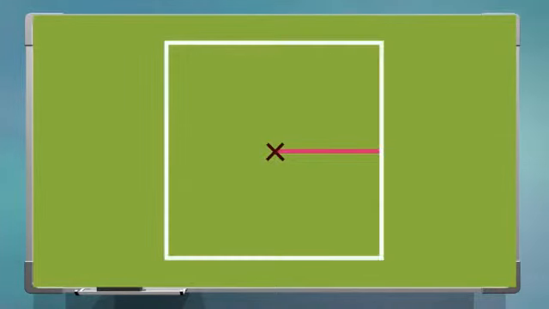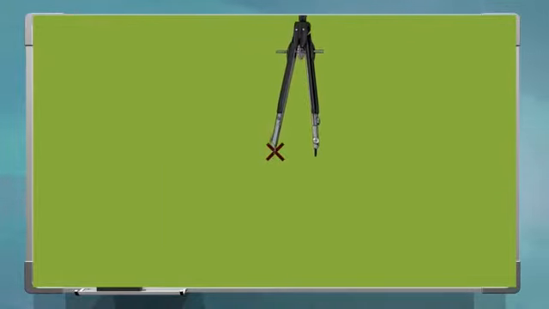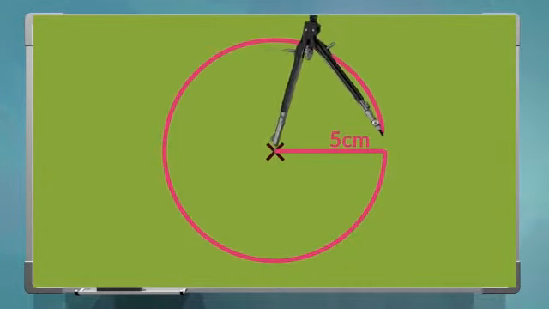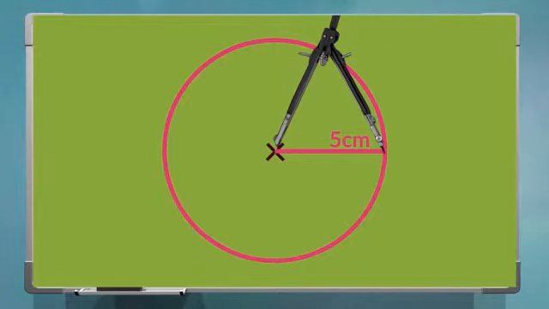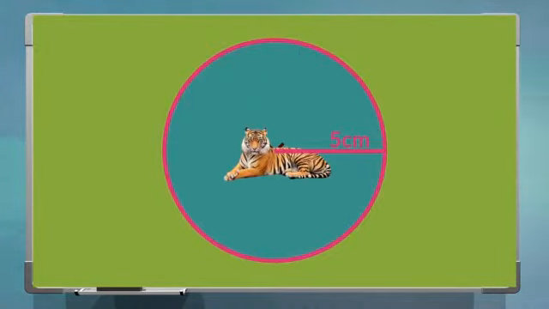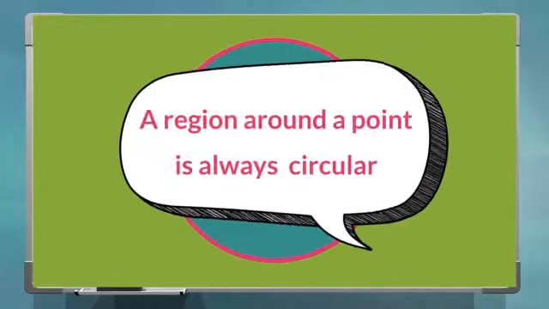A common mistake that some people make is to represent this region as a square box. But be careful, as the corners of the box are actually more than 5 centimetres away from the tree. What you need to do is get your compass, set the distance to 5 centimetres and draw a circle using the tree as the centre. If we then shade in the region inside the circle, this represents where the tiger can reach. The important thing to remember is that the region around a point is always circular.